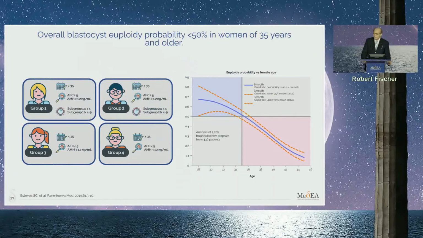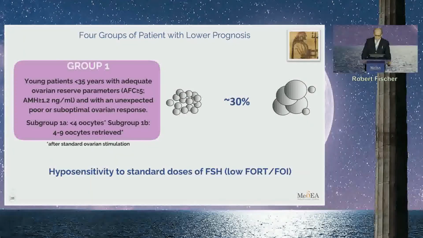It was explained that 35 years, as you have seen from my first slides, was the cutoff point where the euploidy rate of the oocytes starts to change. And that's why it was accepted as the cutoff point between the left and the right group.